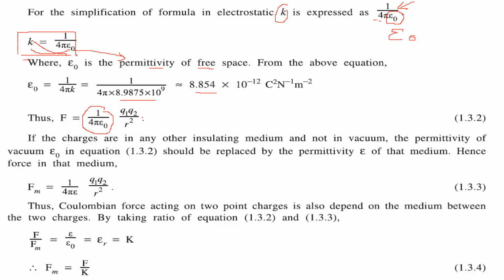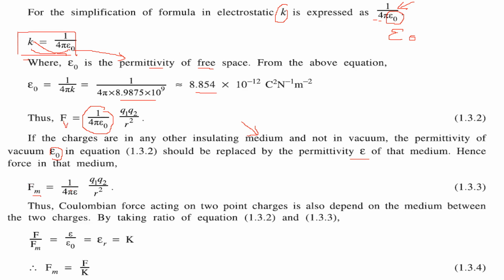And these are in vacuum. Now this epsilon 0 is for vacuum, and if you are taking some medium, not vacuum, then you can put this epsilon 0 as epsilon of that medium. So now the force for that particular medium, this force was for vacuum, let me write it as FV. So this is now the force for some medium.